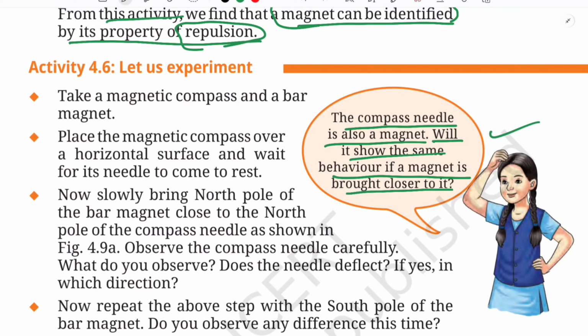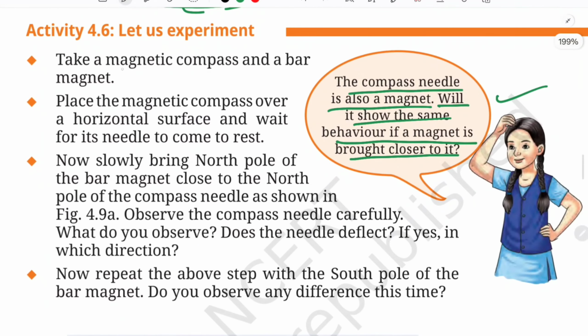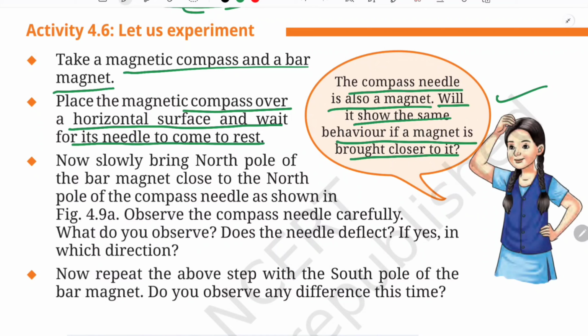Here we are going to use a magnetic compass and a bar magnet. So let us experiment with this. Take a magnetic compass and a bar magnet. Place the magnetic compass on a horizontal surface and wait for its needle to come to rest. So now what you need to do is take one magnetic compass and a bar magnet, and place that magnetic compass on a horizontal surface and wait till its needle comes to rest.